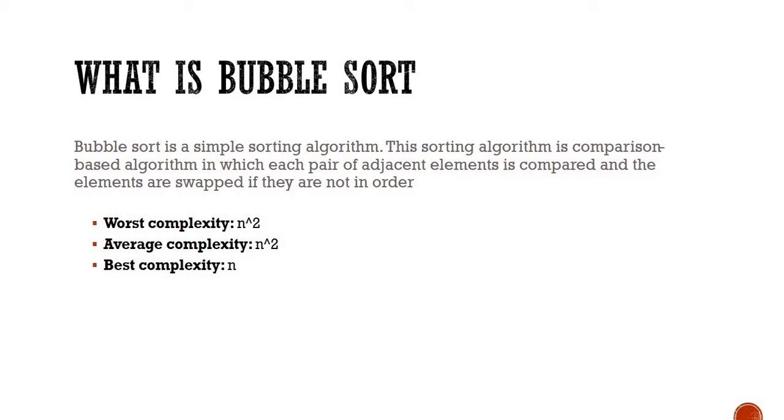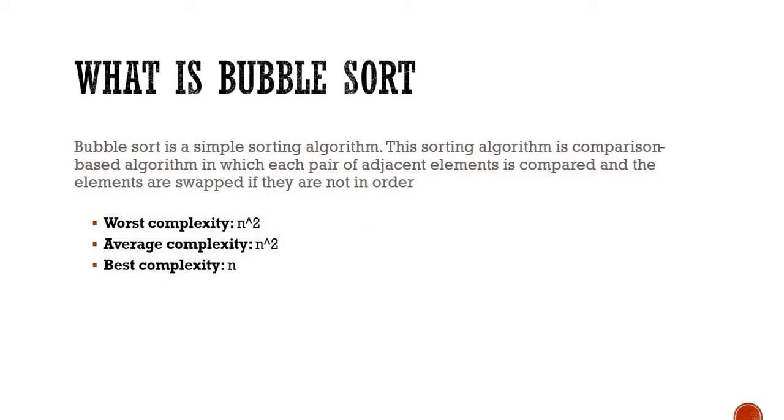If you want to sort the numbers in ascending order, the numbers should be sorted from the lowest to the highest. Whereas if you want to arrange the numbers in descending order, the numbers should be from the highest to the lowest.